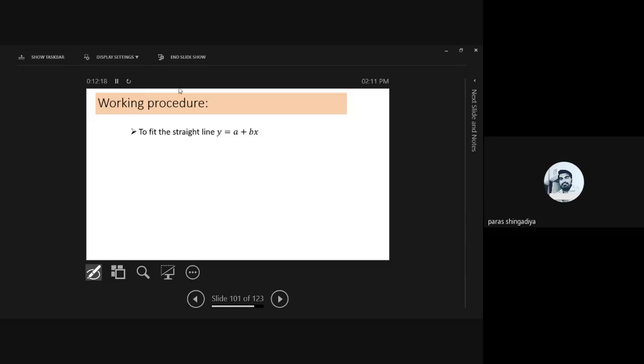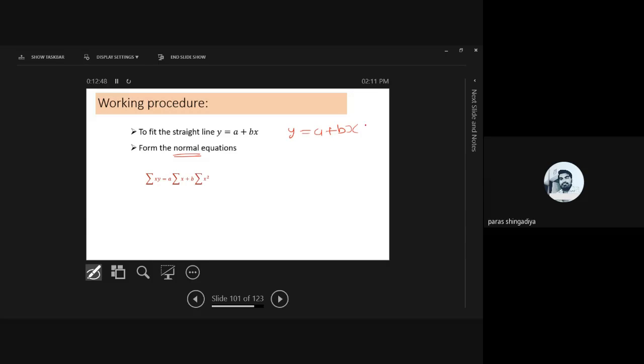Okay, and now there is some procedure to predict a and b. Okay, it is a simple procedure, we just have to derive some values. So to fit the straight line y is equal to a plus bx, the first step is to identify the normal equations. There are two normal equations and it's very easy to derive them. Consider y is equal to a plus bx. Okay, and now apply summation to both sides. Okay, apply sigma to this equation.